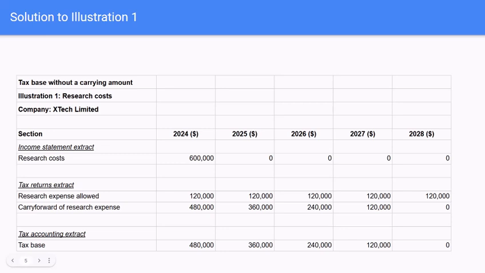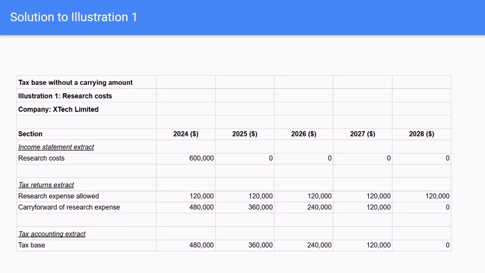From a tax accounting point of view, the question is what's the tax base? In this session on tax base of an asset, I said that in the simplest definition, the tax base of an asset is the value attributable to that asset that is deductible against future taxable profits. So our imaginary asset in this case is research costs. What value is attributable to research costs at the end of 2024 that we expect to deduct against future taxable profits? It's the carry forward expense of 480K. That's what we expect to deduct in future.